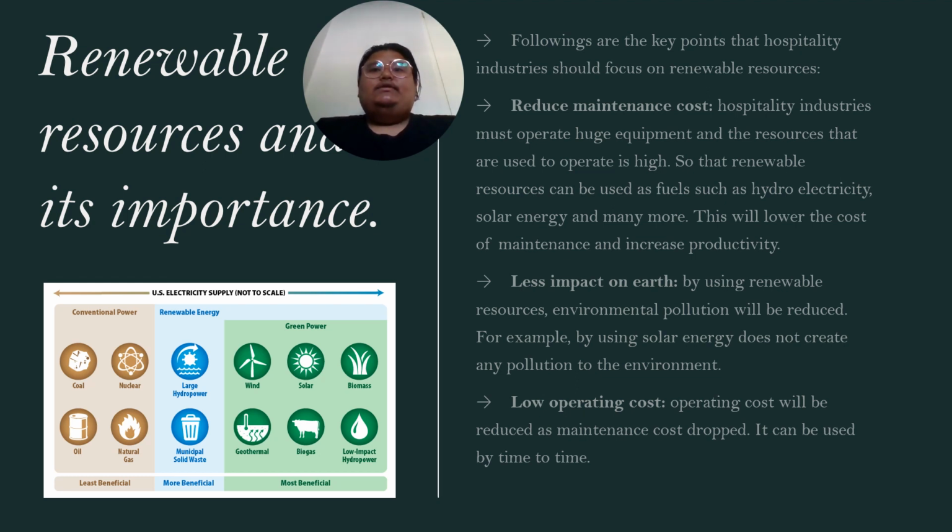Second one is less impact on earth. If we use different kinds of chemicals or fuels that create carbon emissions in the environment, this will create environmental pollution. So if we use renewable resources like solar energy and hydroelectricity, this never creates any kind of pollution in this environment. Third one is low operating cost.